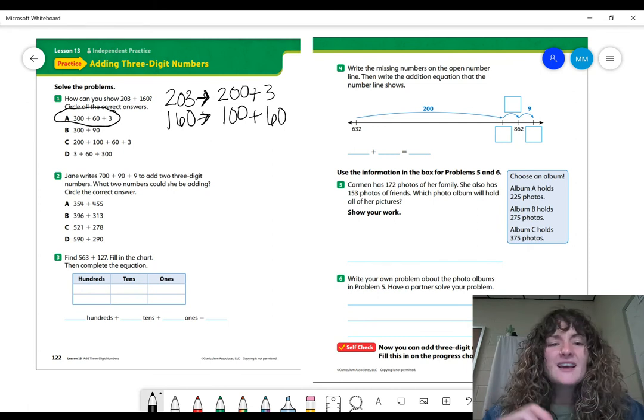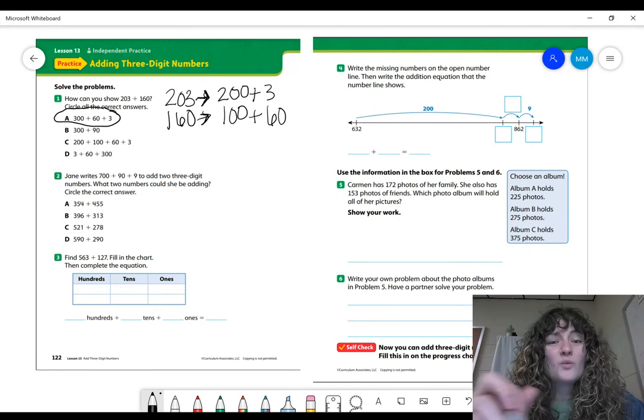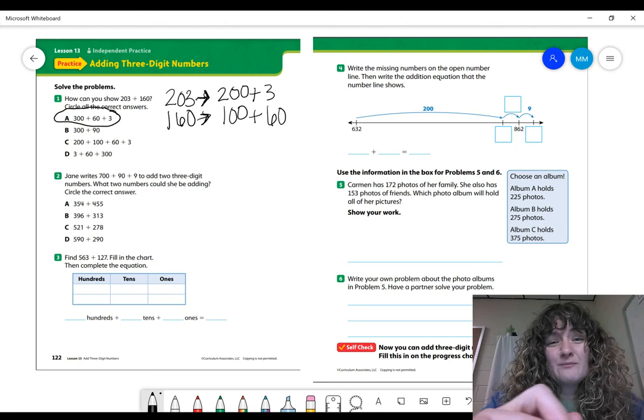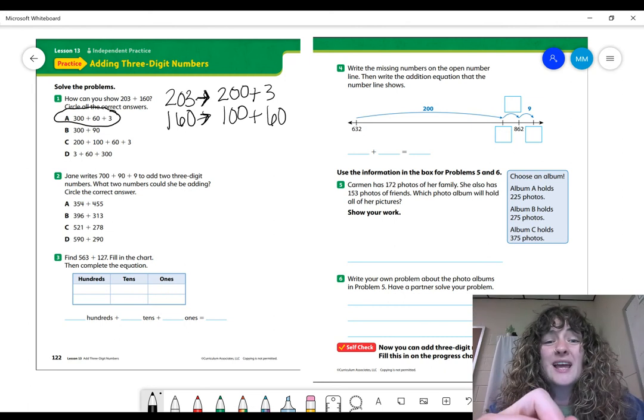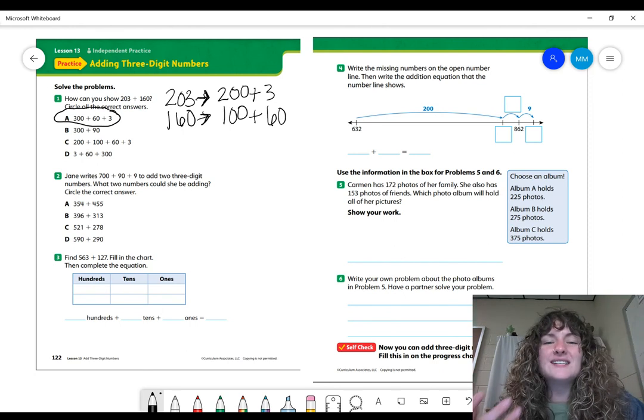Letter B says 300 plus 90. Look at the tens that we have. We only have 6 tens. Now, what this could have been is they could have accidentally made those 3 ones 3 tens. So B is not an option. We do not have 9 tens.